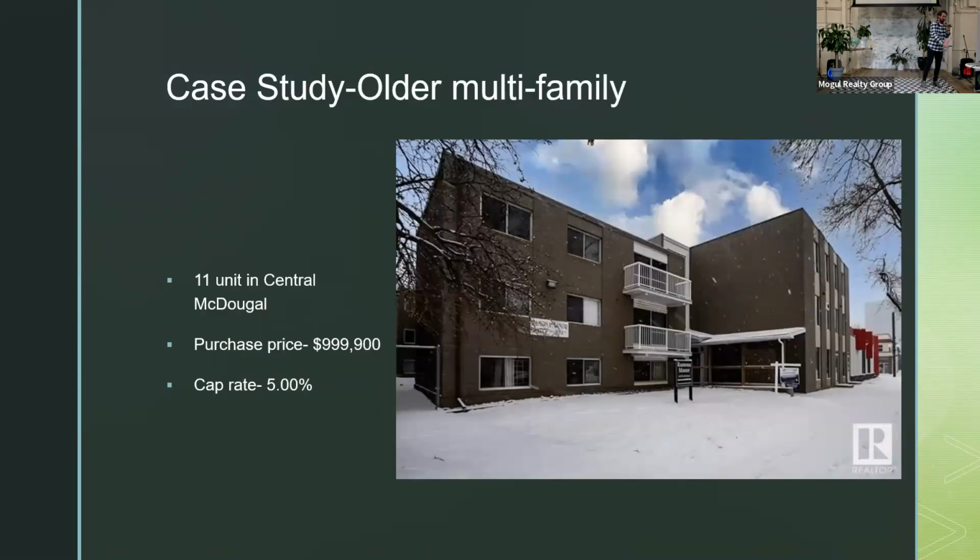Okay. Older multifamily. So this is a current deal that's pending right now. This is an 11-unit building in central McDougall. So on this one, purchase price of $999,000, just under $1 million. And it actually has an assumable mortgage. Right now, some of the CMHC insured mortgages, people would get 5-10-year terms at some pretty crazy low interest rates. Ours, I think we have 4 or 5 years left at 1.49%.